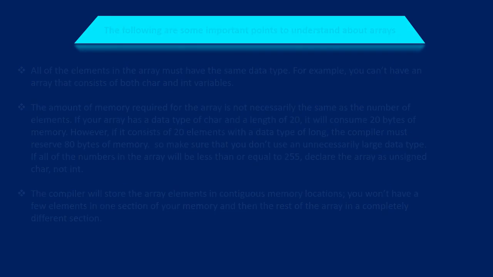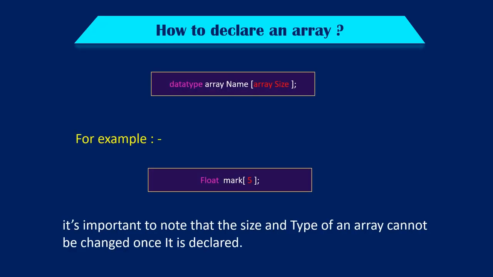Next we discuss how to declare an array: data type, array name, [array size]. For example, float mark[5]. Here we declare an array mark of floating point type and its size is 5, meaning it can hold 5 floating point values. It's important to note that the size and type of the array cannot be changed once it is declared.